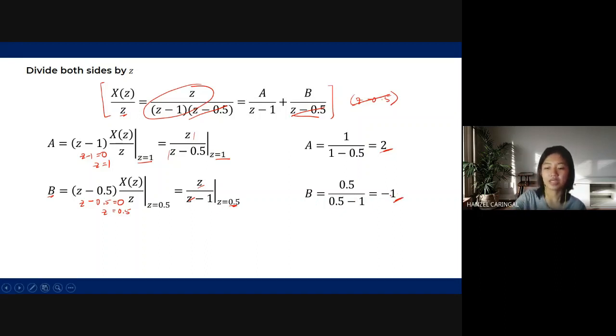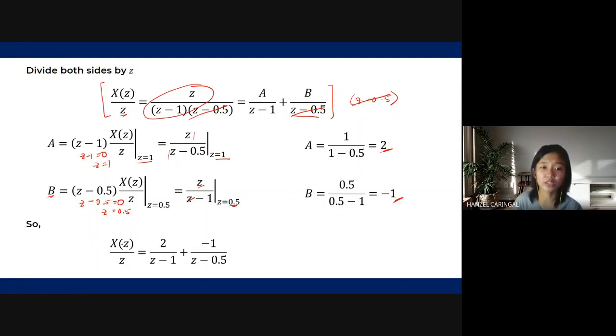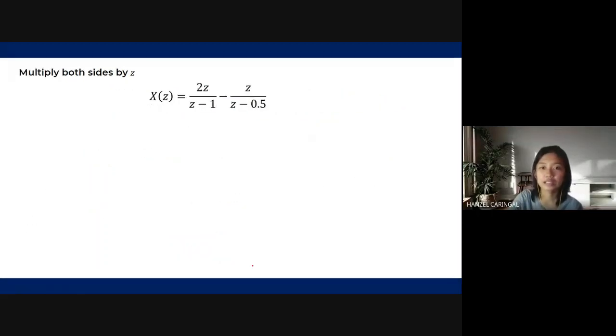Since we now have the values of A and B, our equation is X of z over z equals A over z minus 1 plus B over z minus 0.5. So our A is 2 and our B is negative 1, and then copy their corresponding denominators. After that, we multiply both sides by z again to get rid of the z on the left and to get a z in the numerator. This is useful so we can find their pair in the Z transform table.